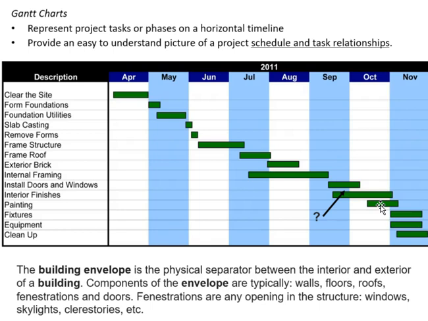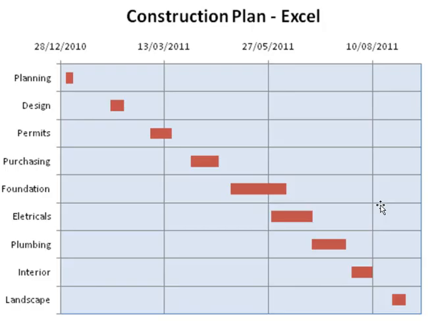So let's take a look at another example. Here, a more simple one. Looking down the left-hand column here, we have planning, design, permits, purchasing, foundations, electrical, plumbing, interior, landscape. So much more simplified, doesn't really describe a project very much at all to me. It has some exterior landscape going on and then some utilities in the middle.